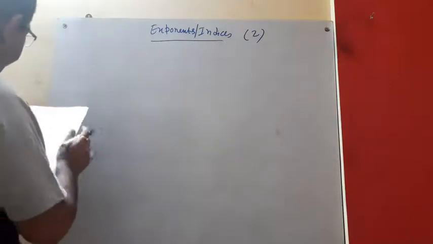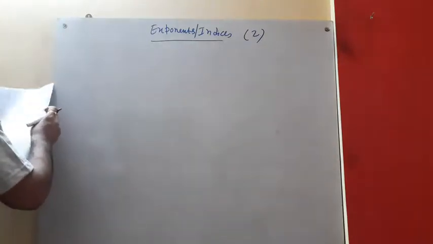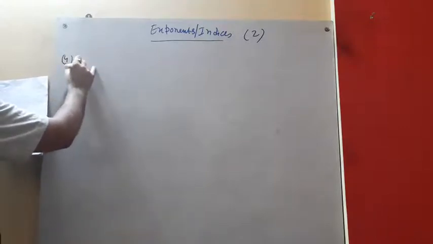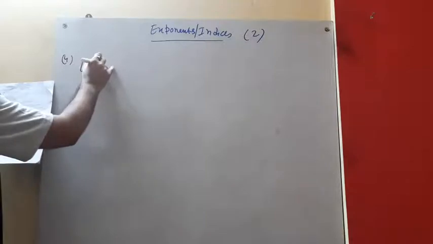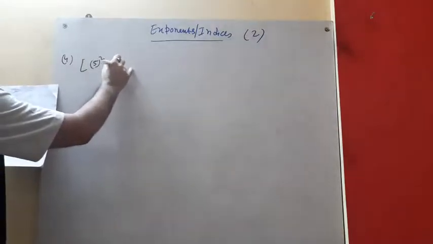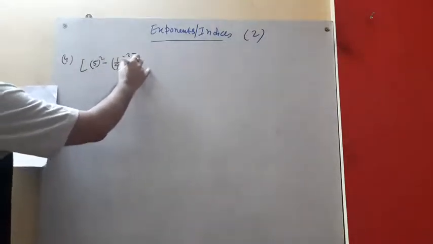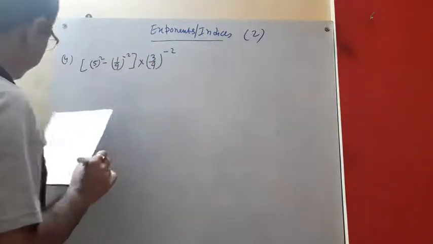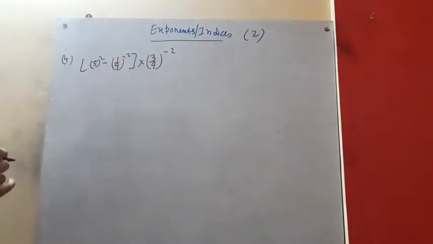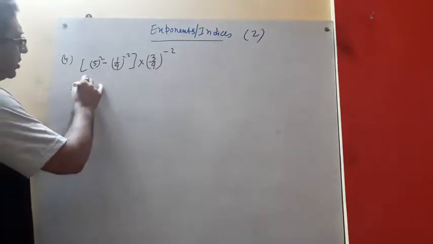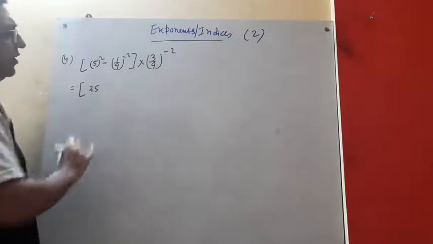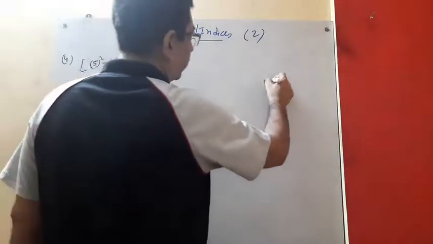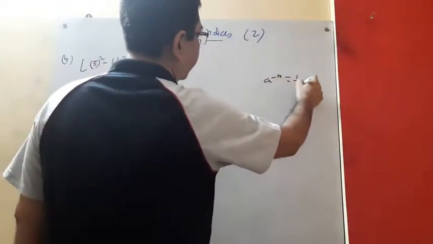The first one is to simplify. What to do? Look, the first one is simplification: 5 square minus 1 by 4 whole to the power minus 2 into 3 by 4 whole to the power minus 2. This thing we have to find out. How to find out? Look, this is very easy. 5 square is 25. Now look, the power is negative. I told you that a to the power minus m equal to 1 by a to the power m.